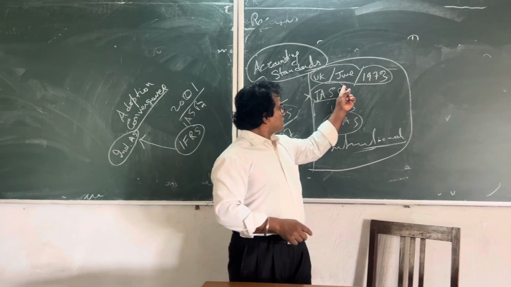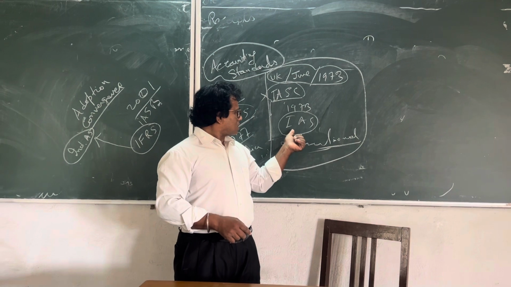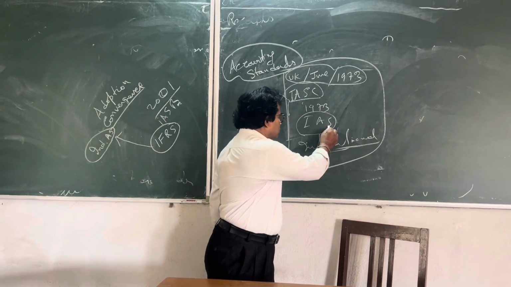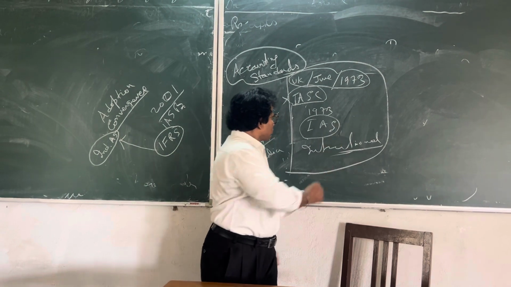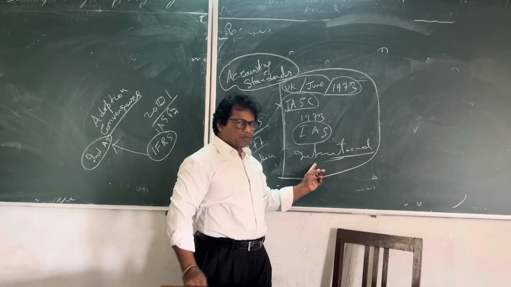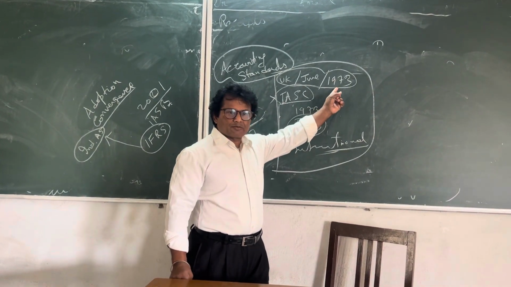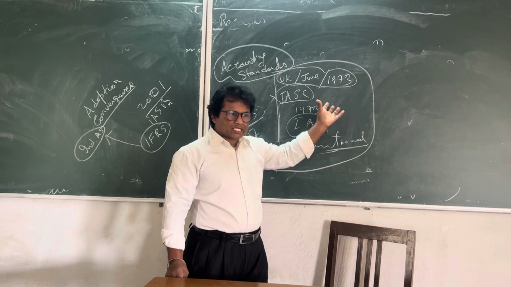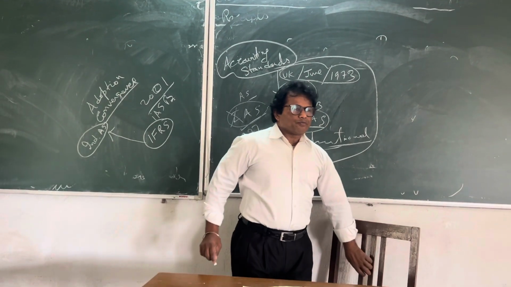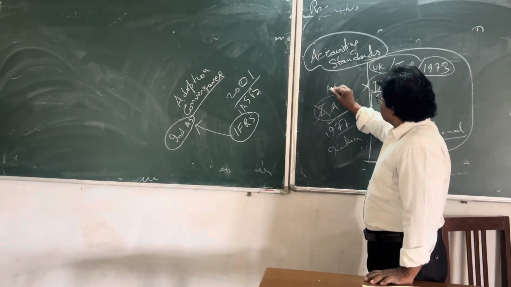So in June 1973, IASC was formed, and they started preparing international accounting standards, IAS. They started making them from 1973 for the international level. And lots of countries joined this conference in 1973. And they agreed they will accept these standards, IAS. Now, this is for international. In India, let me write here India.